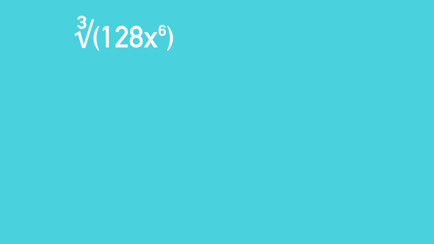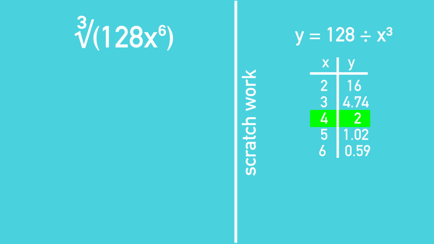We are going to evaluate the third root of 128x to the 6th. We will start by factoring 128. If we make our table using the equation y equals 128 divided by x to the 3rd, we will see that the last pair of integers before the y value is less than 1 was x equals 4 and y equals 2. This means that 128 is equal to 4 to the 3rd times 2.